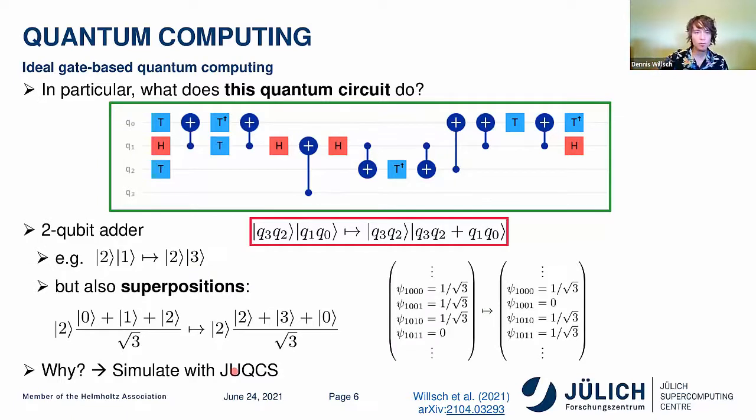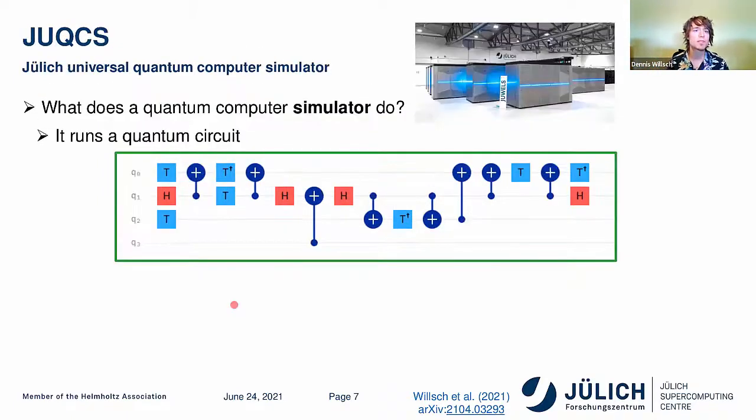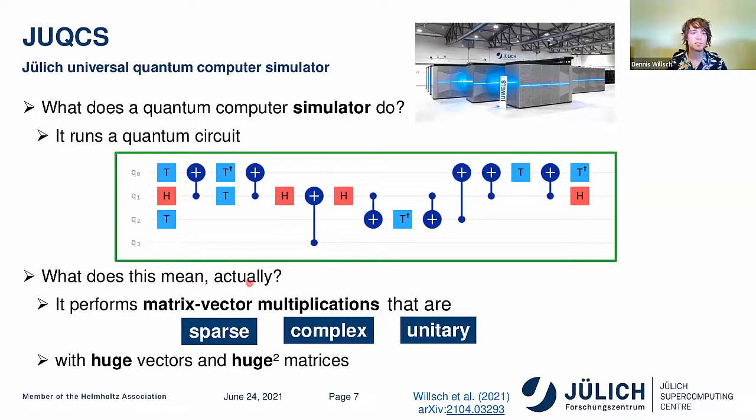So what does a quantum computer simulator do? This now runs on a supercomputer like we have in Jülich here. And the answer is, as before, it runs a quantum circuit. And also this means the same as before. It performs many matrix vector multiplications. As we've just seen, for each of these quantum gates, we have a certain set of sparse matrix vector multiplications.